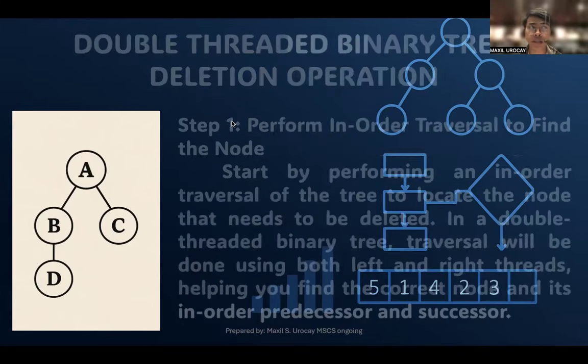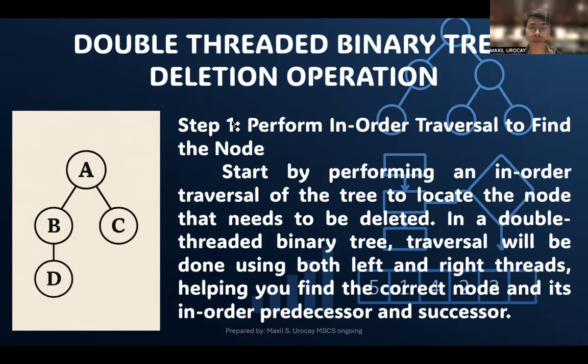Then afterwards, perform in-order traversal to find the node for deletion. We have to perform the in-order traversal to find a node. Start by performing an in-order traversal of the tree to locate the node that needs to be deleted. In a double threaded binary tree, traversal will be done using both left and right threads, helping you find the correct node and its in-order predecessor and in-order successor.